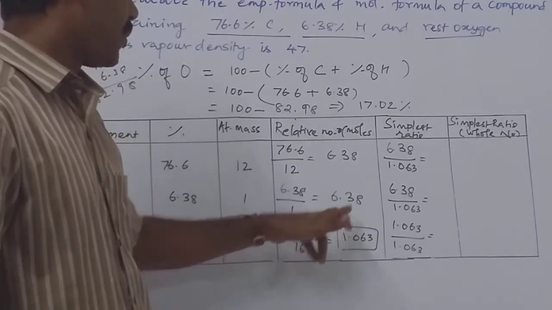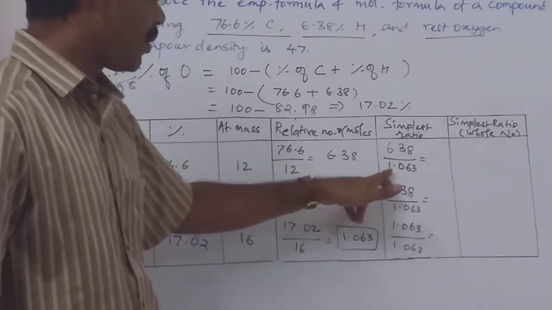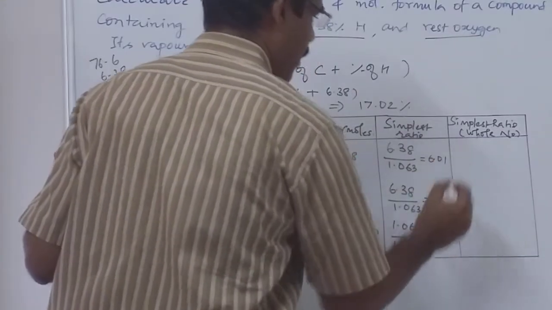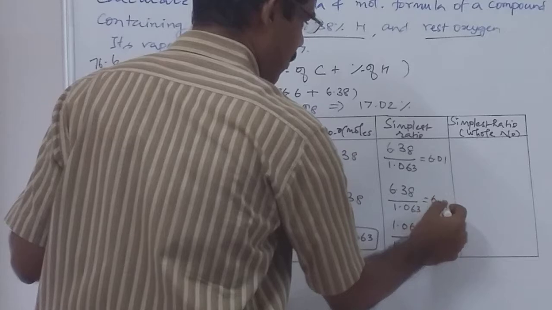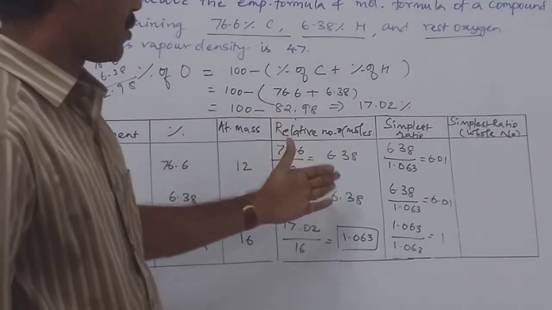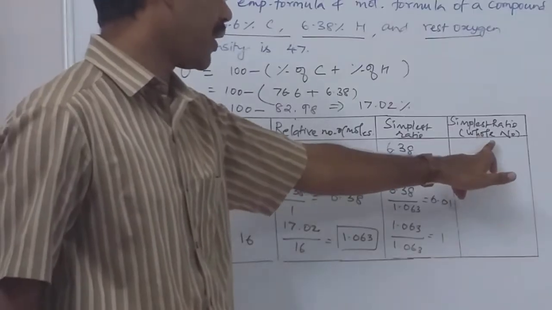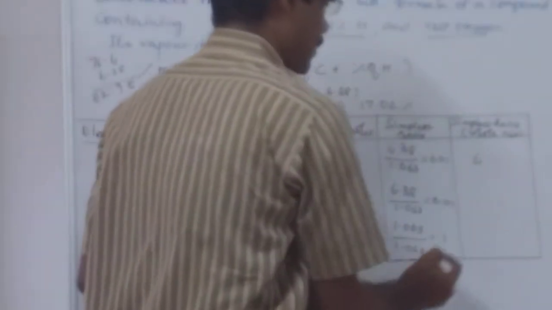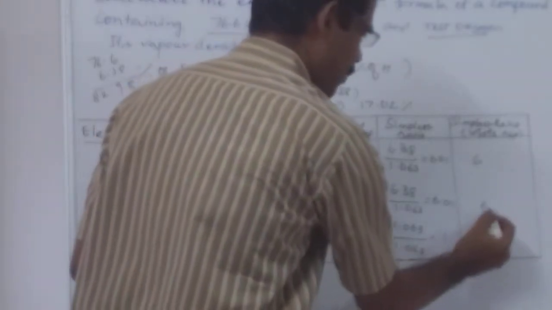So 6.38 divided by 1.06 comes around 6.01. Again this will be 6.01, and this is 1. This is the simplest ratio. Now you have to write the simplest ratio in whole numbers. The 6.01 becomes 6, which is a whole number. So we have 6 for carbon and 6 for hydrogen, and 1 for oxygen.